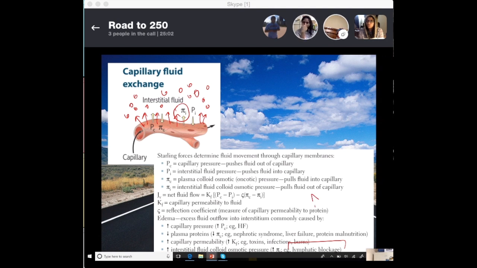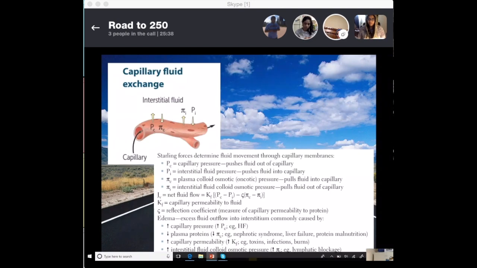Be a non-pit. Normally, like in heart failure, that's a pitting edema. But when you have lymphatic blockage, it has such a proteinaceous nature to it that it doesn't pit. It pops right back up.